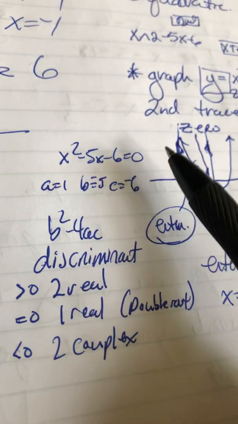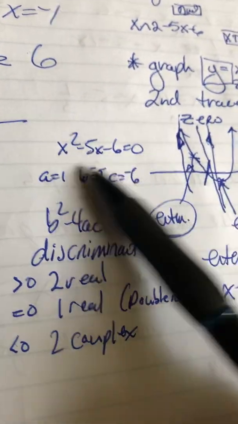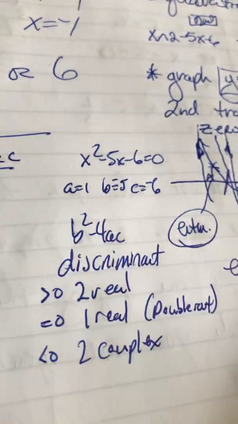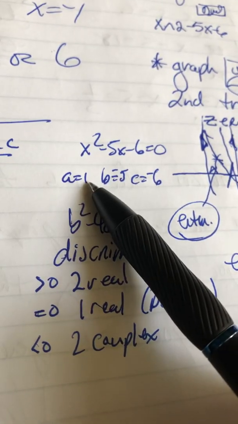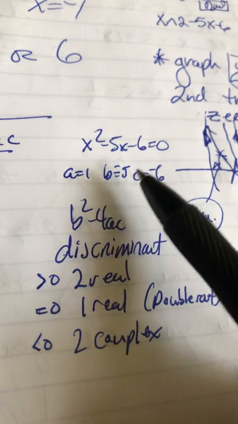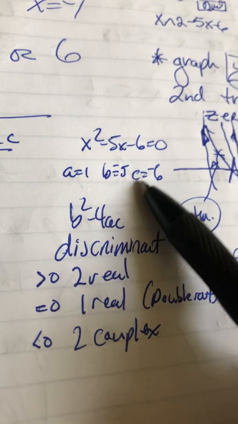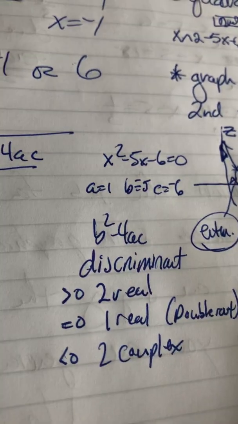Our equation, after we set it equal to 0, is x squared minus 5x minus 6. We have a is the coefficient of the x squared, it's 1. B is the coefficient of the x, that's negative 5, and c is the constant, that's minus 6.